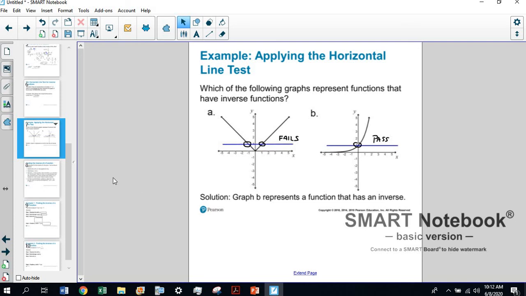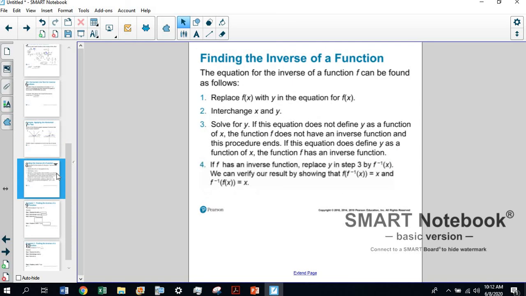Okay? All right, now, once we figure out we have an inverse, or if we're looking for an inverse algebraically, we don't have the graph. How do we figure that out? Here's a 4-step process. This 4-step process will enable you to find the inverse of a function. And as you note in step 3, if you're solving for y and you can't get a function out of it, then obviously you don't have an inverse function.